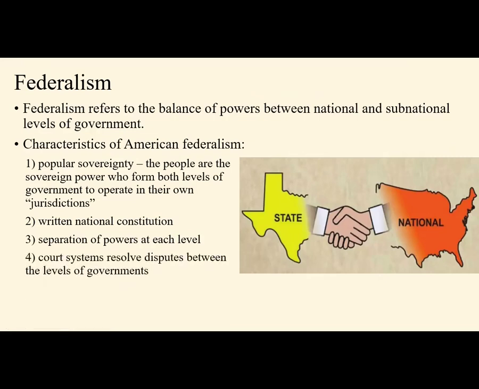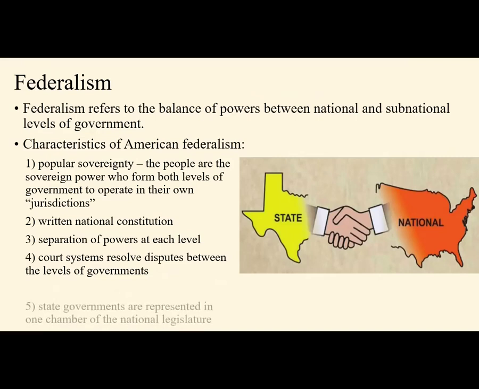So that separation of powers, even the checks and balances, exist at both levels of government. The fourth attribute is that we use courts to resolve disputes between the levels of government. And in this learning module, you're going to see examples of several different U.S. Supreme Court cases where the court is having to decide whether the national government has overstepped its jurisdiction or its authority, or whether the state governments have. So those disputes between who's got power to do what, national or state government, is decided by the U.S. Supreme Court.